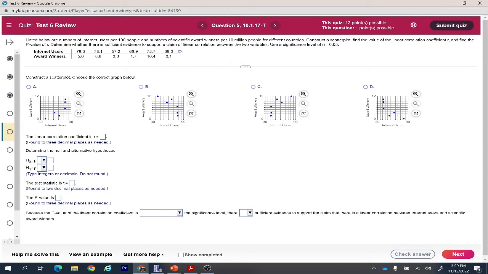Number 5. Listed below are numbers of internet users per 100 people and numbers of scientific award winners per 10 million people, for different countries. Construct a scatter plot, find the value of the linear correlation coefficient r, and then find the p-value of r. Determine whether there is sufficient evidence to support a claim of a linear correlation between the two variables. Use a significance level of alpha equal 0.05. This problem is also very similar to the previous problem.